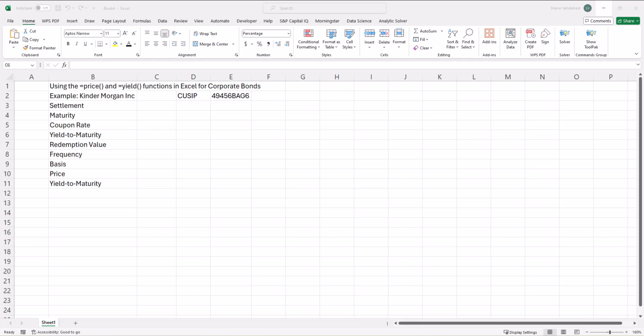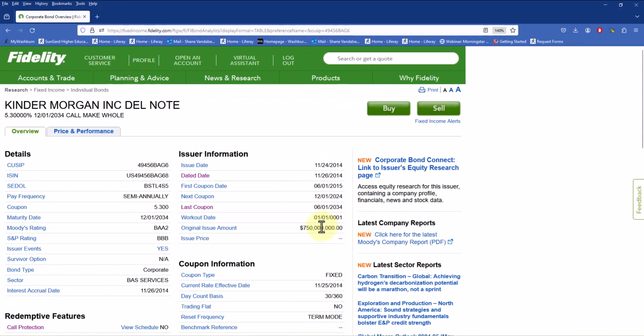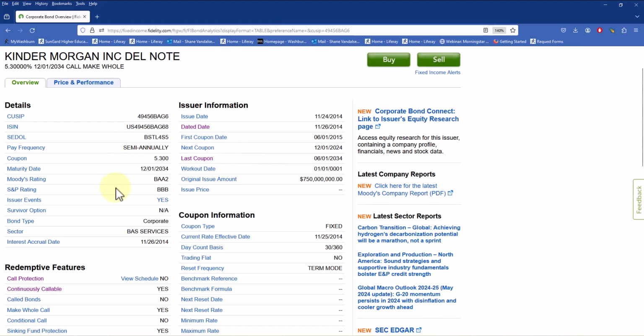So I'm going to pull that bond up here, and I'm using the Fidelity website for this purpose. Nothing special about the Fidelity website. They just have a lot of good information on bonds here. So we're looking at this bond. It matures. You pull that up here.